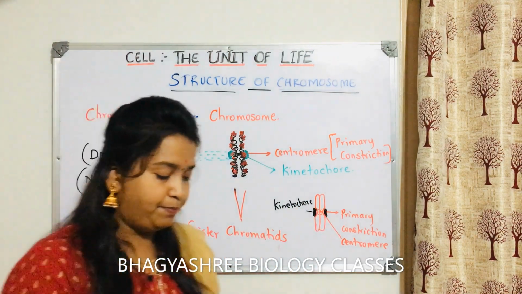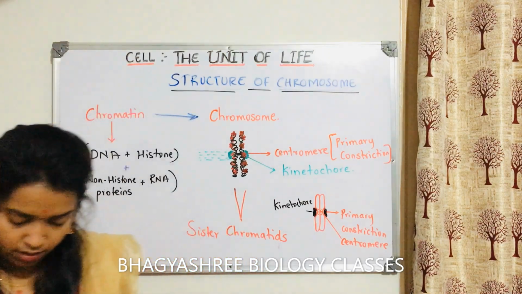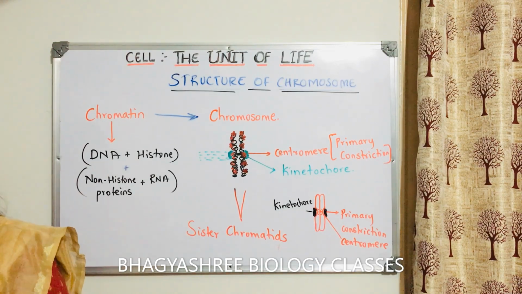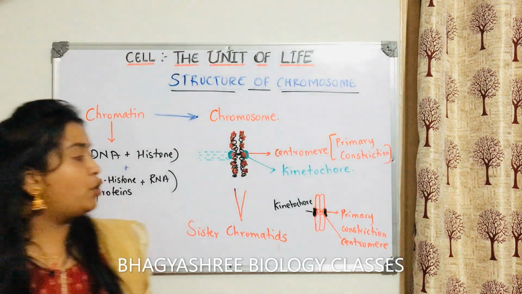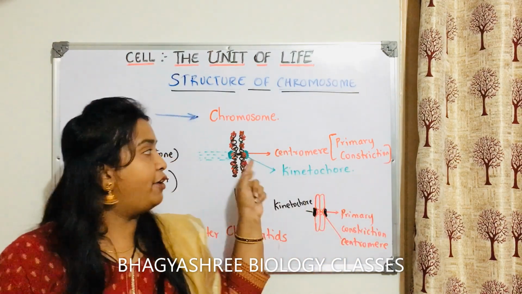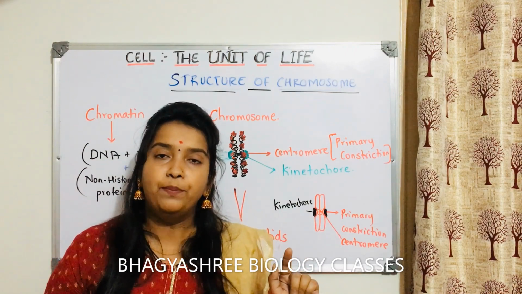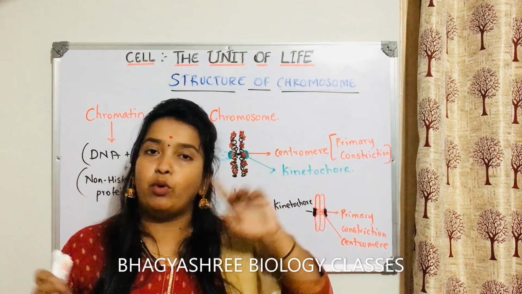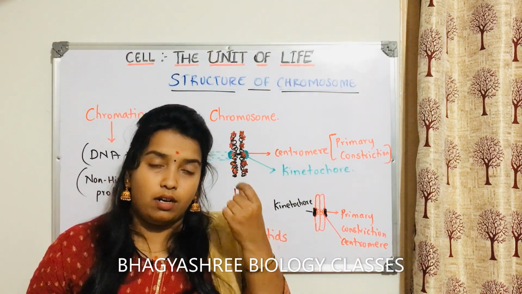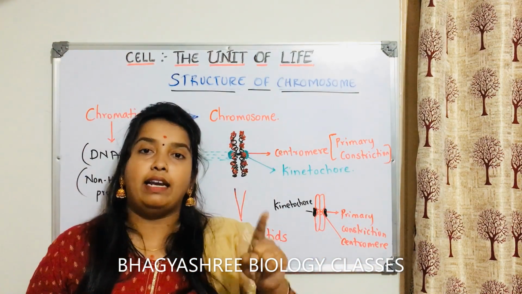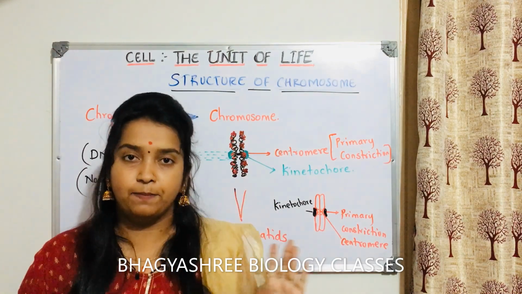I hope this much is clear. So, centromere is also called as primary constriction. Centromere helps in attachment of the chromatids together. Centromere helps in division also. That means centromere gets separated easily without any problem. But which structure gets attached to spindle fiber? That is the kinetochore. And kinetochore you will find it always along with the centromere.